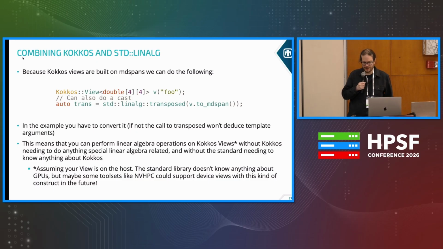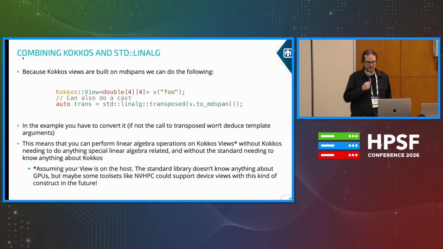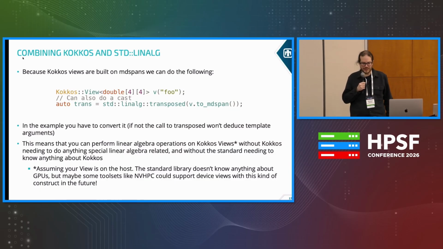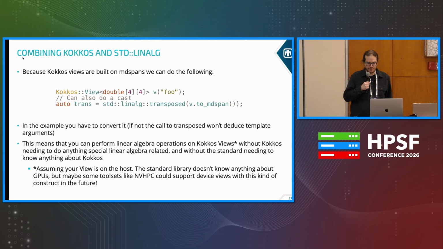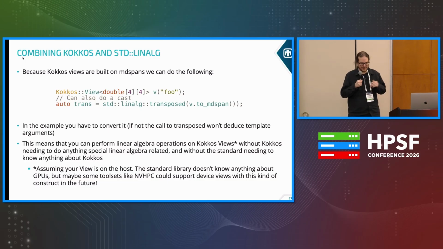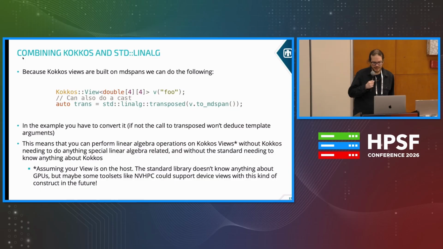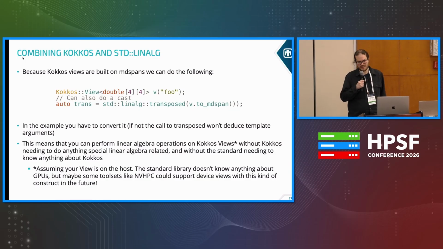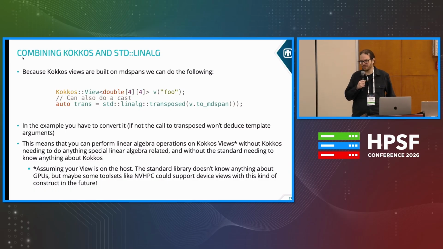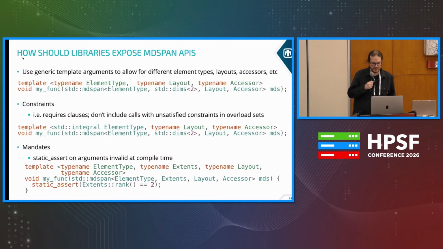This is really interesting because it means you can now perform linear algebra operations on Kokkos views using std::linalg, without Kokkos knowing anything about std::linalg and without std::linalg knowing anything about Kokkos. So it creates this bridge in between. I do have a little asterisk there, because this assumes everything is on the host. The standard library doesn't know anything about GPUs. But our hope is that in the future, some toolkits like NVHPC will provide a version of linalg that works with GPU views. And I'll talk a little bit more about that in my concluding remarks.